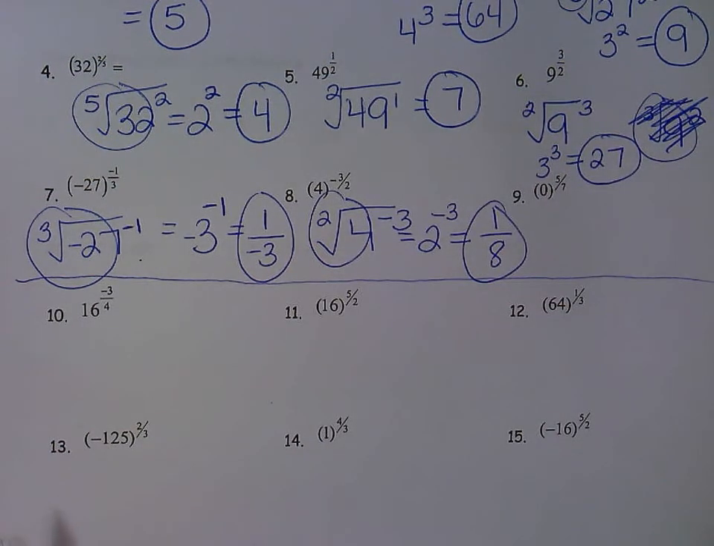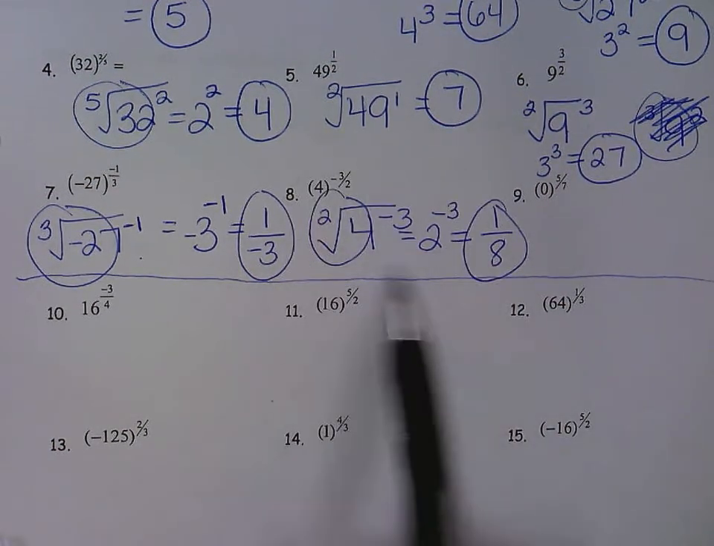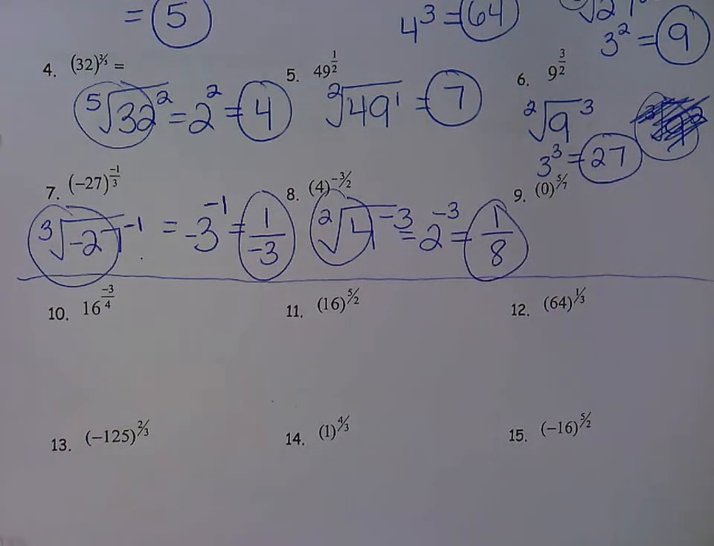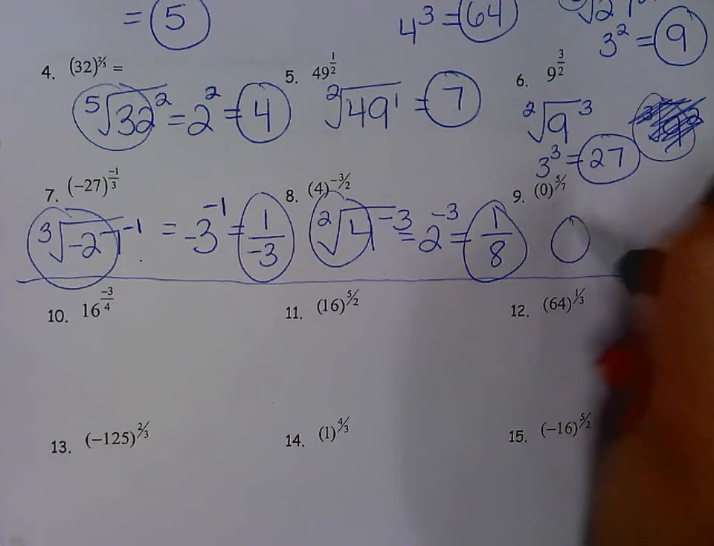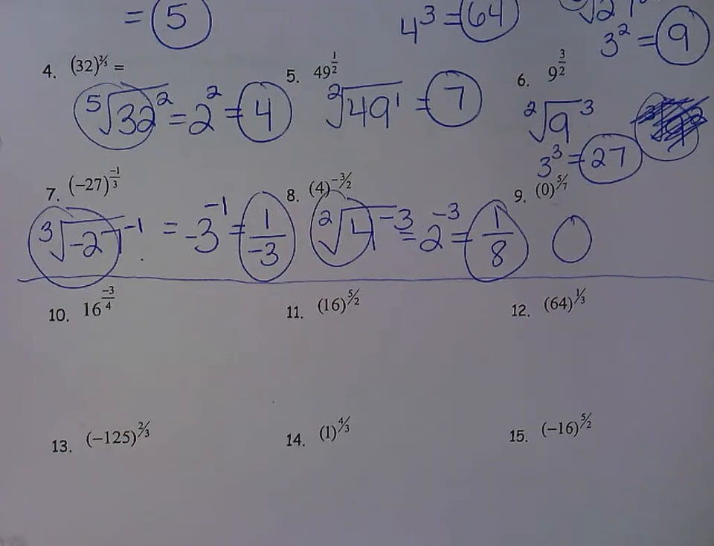So to me, number 8 is one of the hardest, because you got to take a reciprocal and the 3/2 power. What's 0 to any power? 0 times itself is 0. So be careful. If 0 is the base, the answer is 0. All right, the end.